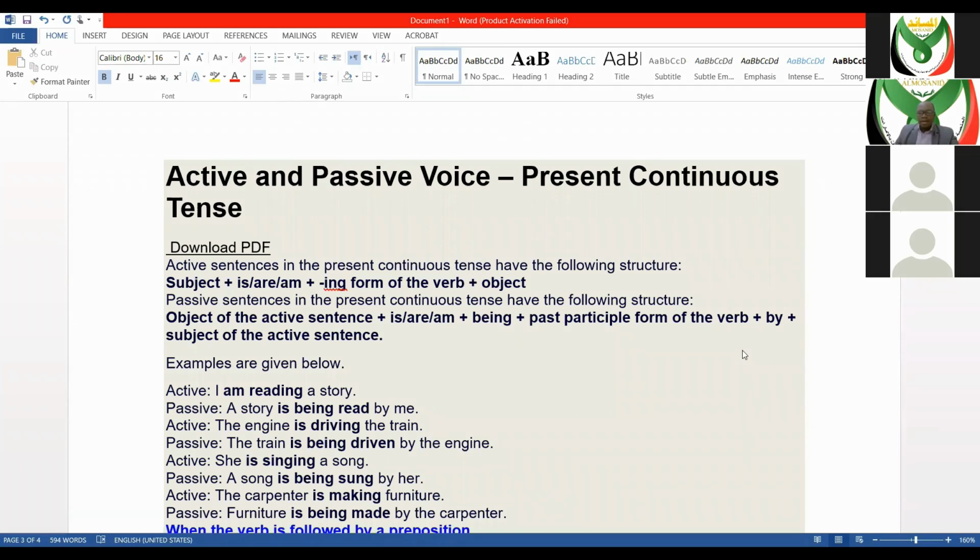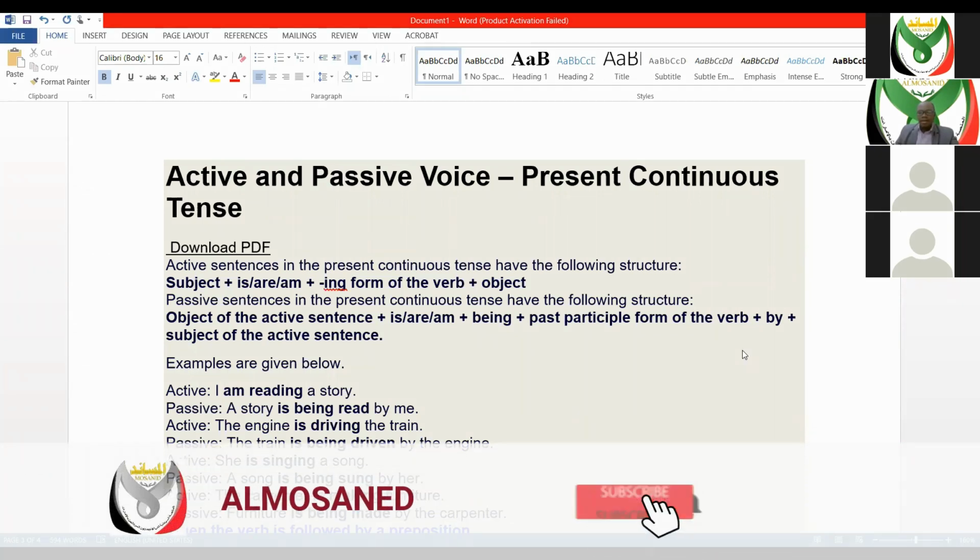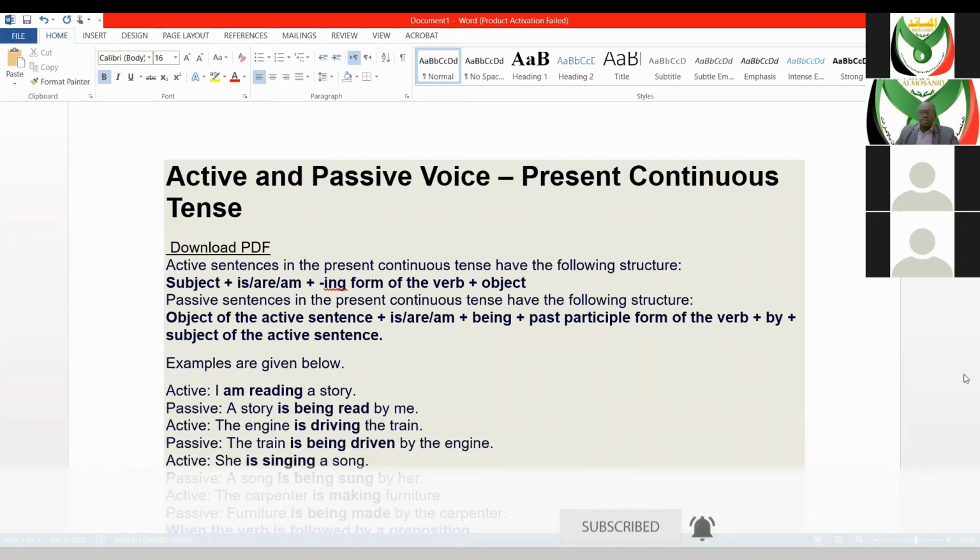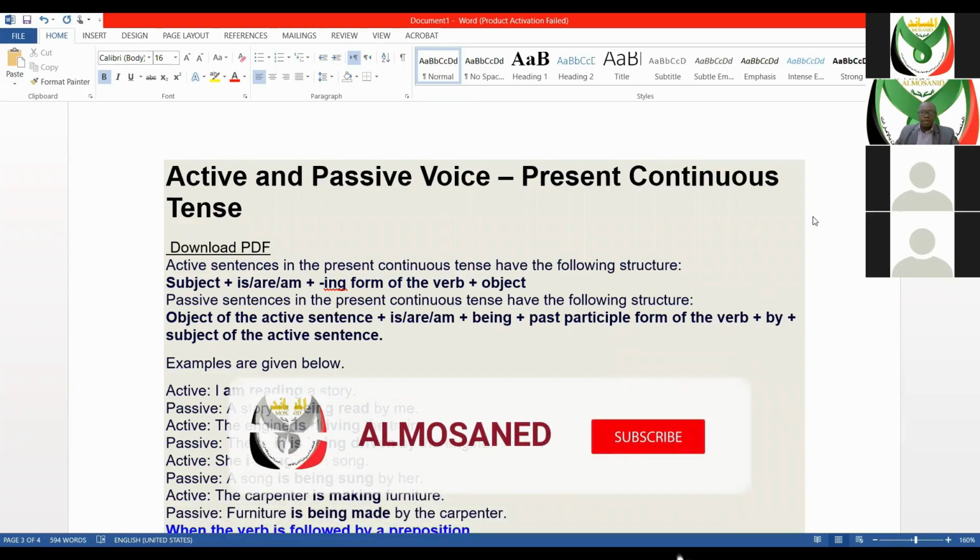Also, it may continue to the future. Something that is continuing to the future. Great job. Thank you, Ms. Rani. Great job. Another definition. Okay.